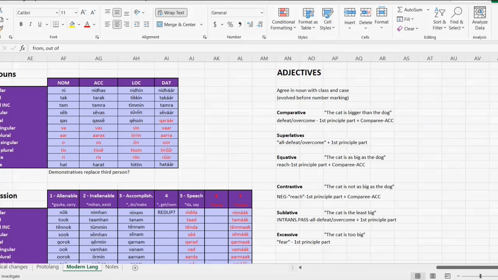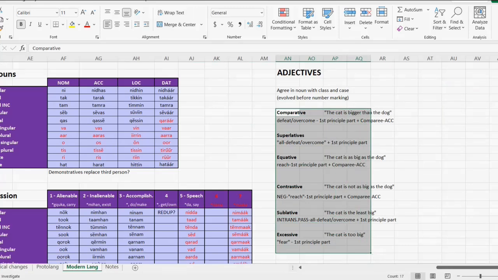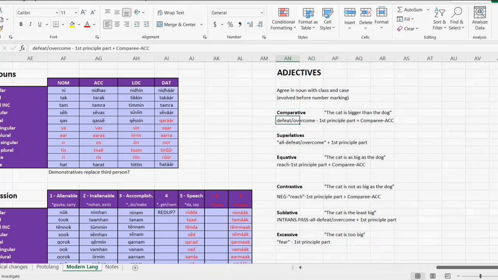other words I'd like to get nailed down are the verbs that are being used for these comparative constructions. Now, granted, these aren't going to be especially useful to us until we actually have some adjectives. Don't worry, we will get there eventually. But I would still, while we're at it, like to get some phonological forms down for these different verbs.